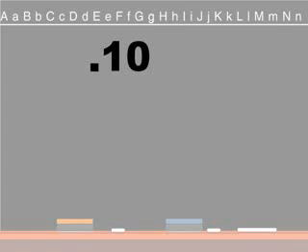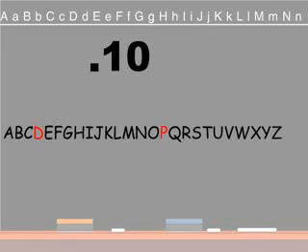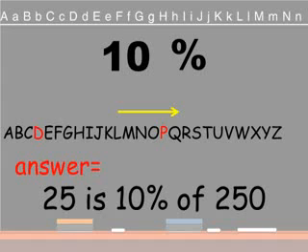Now 0.10 is a decimal number. We're looking for a percentage, so we're going to do the opposite of what we did before when we went from percent to decimal. Now we're going to go from decimal to percent. So we're going to look at our alphabet, and we'll notice that P is to the right of D. So we're going to move our decimal point 2 places to the right. It's at the end of the number, so it can disappear. We don't have to have it written, and we're going to add our percent sign. So our answer is 25 is 10% of 250.